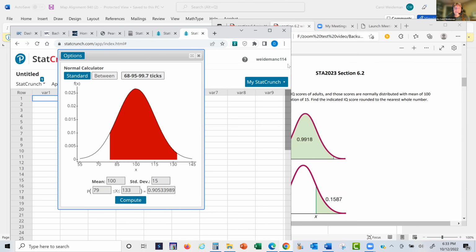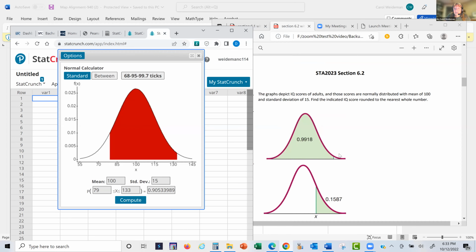Okay, so now the same thing we did before, I'm asking you to find the z-scores that correspond to certain areas or probability. So I want to know what IQ score is the IQ score that 99.2% of people are lower than.